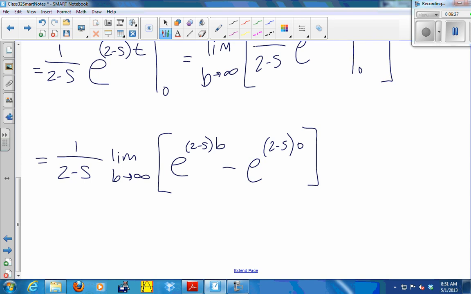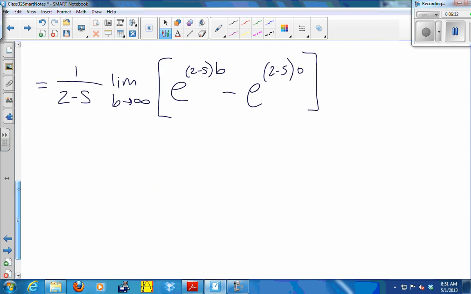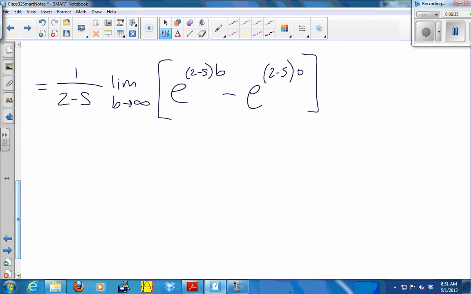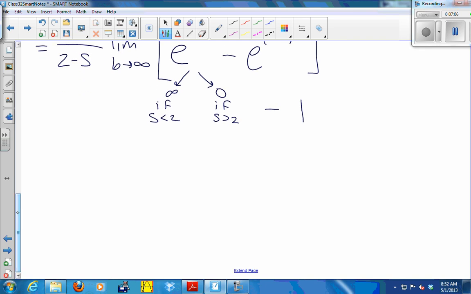Okay, so it doesn't do anything, right? So this could be infinity or 0. This is if s is less than 2, and this is if s is greater than 2. And this is going to be e to the 0, right? So it's minus 1. So I'm either going to have infinity minus 1, which is still infinity, or 0 minus 1, which is negative 1. So I have two possibilities here.